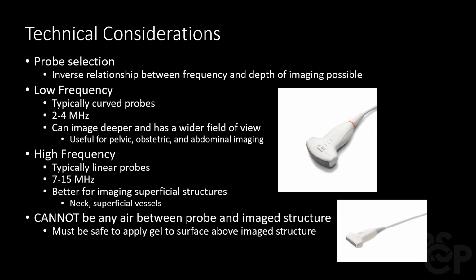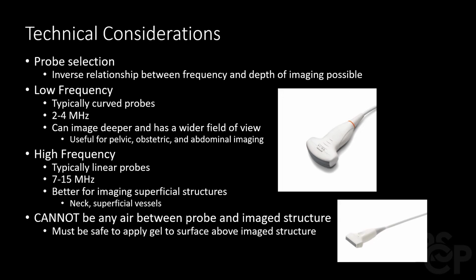Now I'd like to go over some important technical considerations. Probe selection is very important. There's an inverse relationship between frequency and depth of imaging possible. With low frequency, we're typically using curved probes, as seen on the right. These are 2 to 4 megahertz generally, and can image deeper and have a wider field of view. They can be used for pelvic, obstetric, and abdominal imaging.